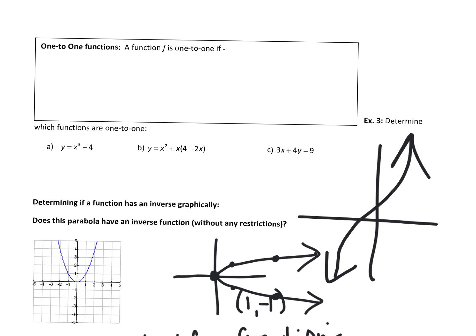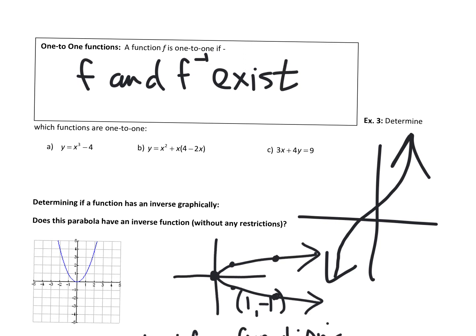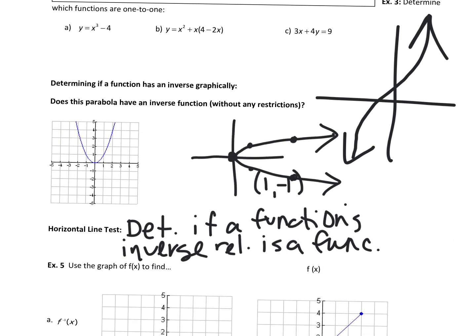That is a one-to-one function, and we can simply break that down into saying that if f and f inverse exist, you have one-to-one. A function f is one-to-one if f and f inverse exist. And keep in mind there's a difference between having an inverse relation and that inverse relation being a function. Every single equation has an inverse. You just simply interchange the x's and y's, but that doesn't necessarily mean that new relation is a function. This is the way that we test that it is.